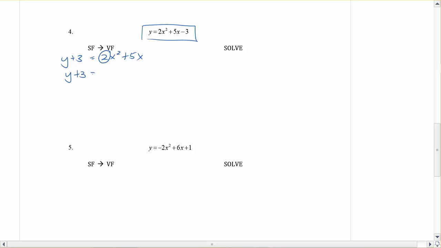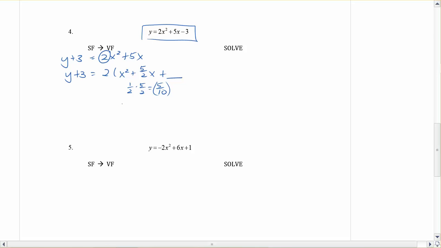When I pull out the coefficient of 2, even though it's not going to be pretty, 2 divided by 2 just gives me x squared. 5 divided by 2 just gives me 5 halves. All right? I have to take half of that number. If you take half of 5 halves, it's going to give you 5 tenths. So that's my b over 2, is 5 tenths.